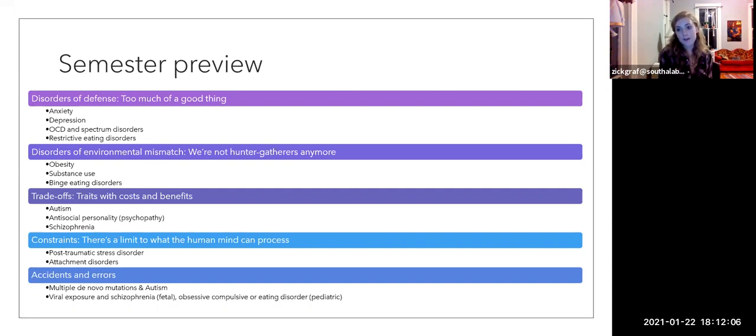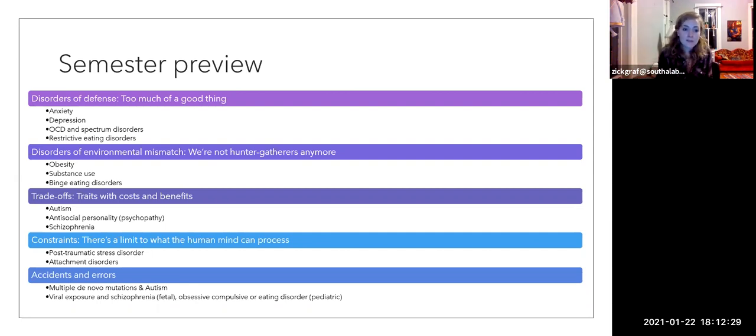That can be validating for people because really anxiety, depression, OCD and its related disorders, and restrictive eating disorders are all kind of examples of too much of a good thing. These are behaviors that helped our ancestors to survive. Some people just have higher levels of those behaviors, and that can cause problems in the modern world.